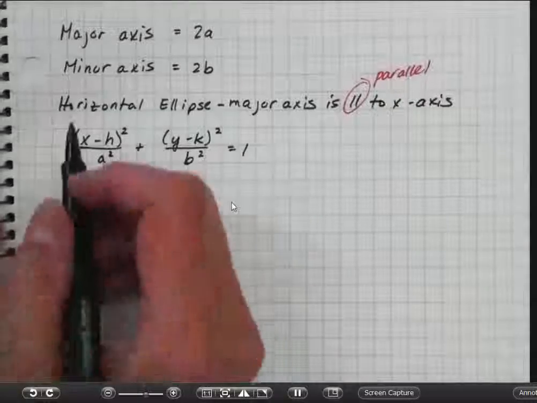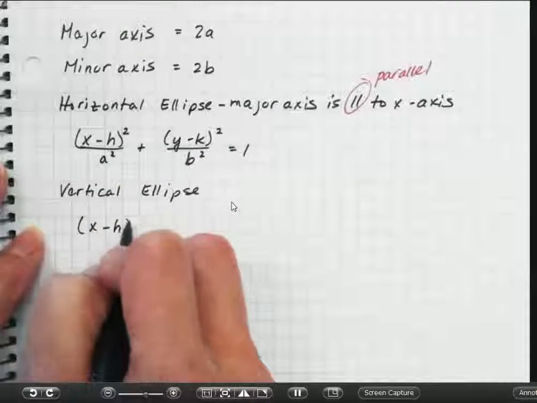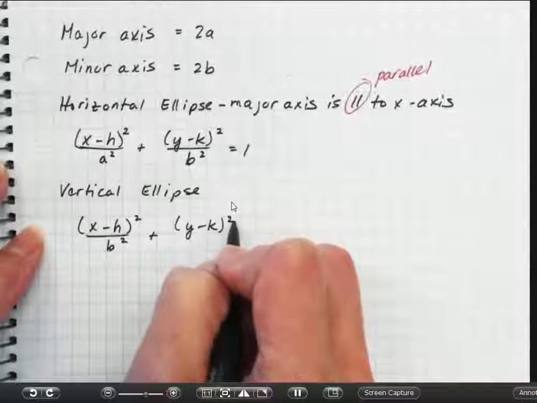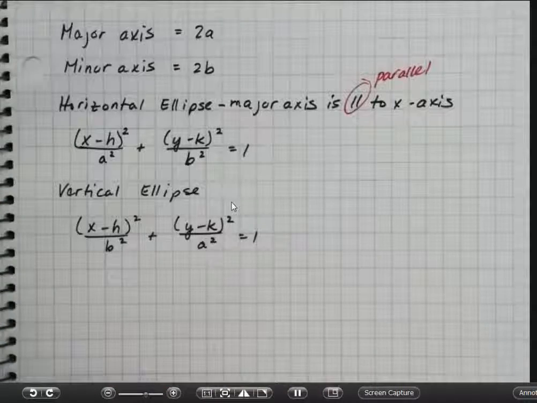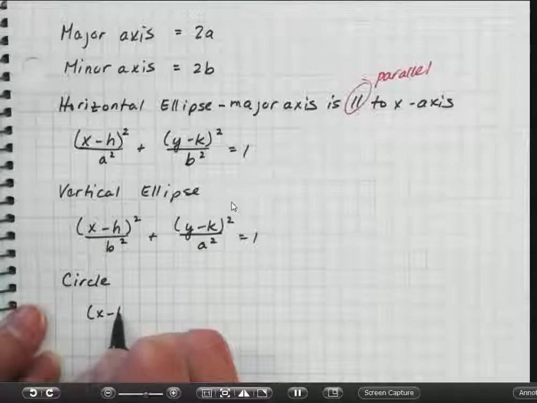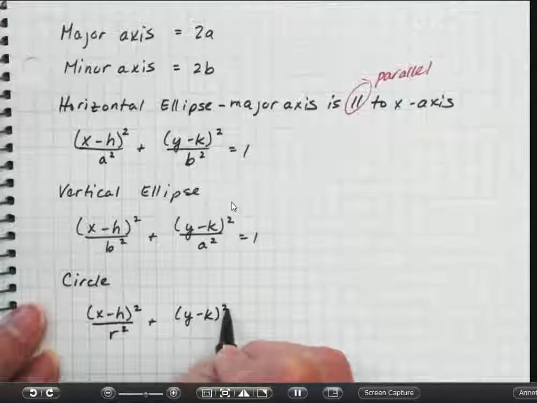We're talking about a vertical ellipse. The formula is (x minus h) quantity squared over b squared plus (y minus k) quantity squared over a squared equals 1. We could also write our circle in elliptical form, where we could have (x minus h) quantity squared over r squared plus (y minus k) quantity squared over r squared equals 1.